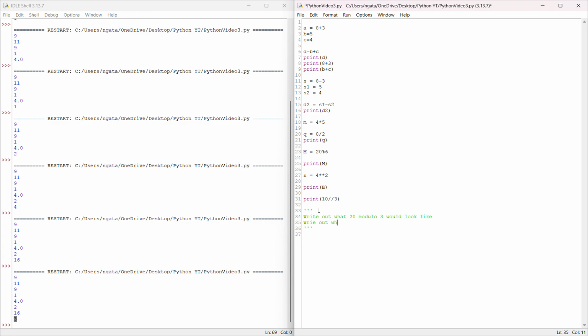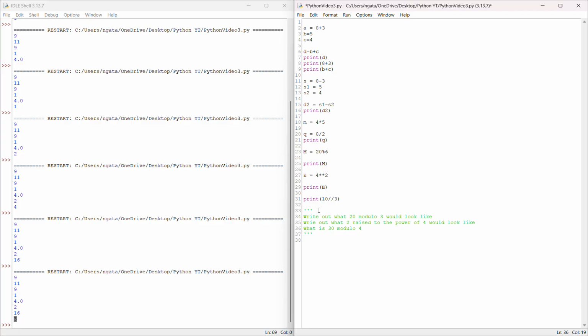Then write out what 2 raised to the power of 4 would look like. And then what is, let's say, we'll do something different. We'll say 30 modulo, I don't even know if I'm spelling that right. Sorry if I'm not. 30 modulo 4. Pause the video, just answer these quick 3 questions, and then I'll answer it in about 10 seconds or so.